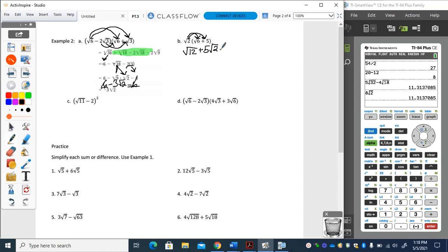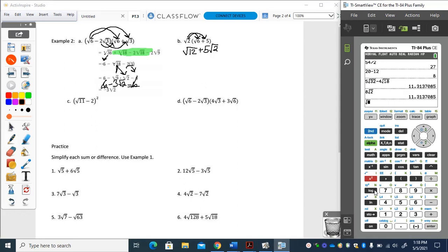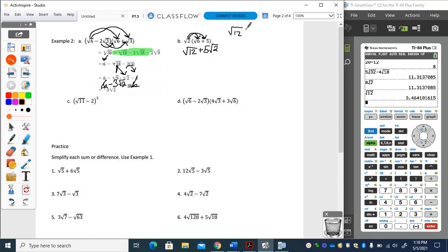And you might be thinking, I think I'm done. No, remember, we need to simplify the square root of 12. And let's first see if it is a perfect square. I know some of you are probably thinking, no, it's not, and you're right. So let's simplify the square root of 12.